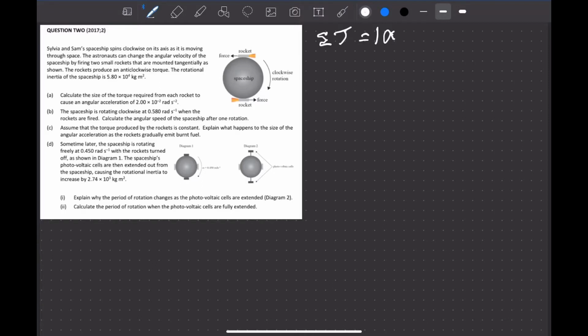Now, let's look at the information that they've given us. They have given us the rotational inertia of the spaceship as well, and I'll just highlight that quickly, as well as the desired angular acceleration. So let's plug that into our formula. So if we go back here, we can see that that would equal 5,800 times 0.02, which is going to give us our sum of torques, which equals 1160 Newton meters.